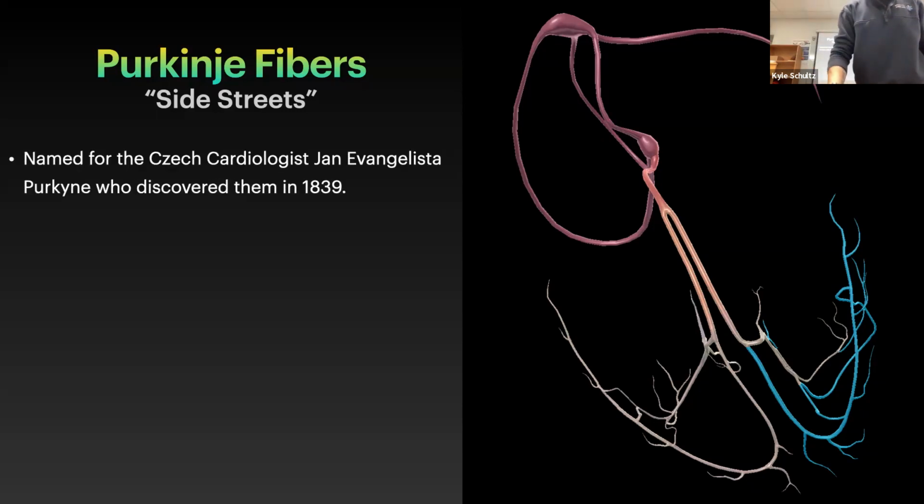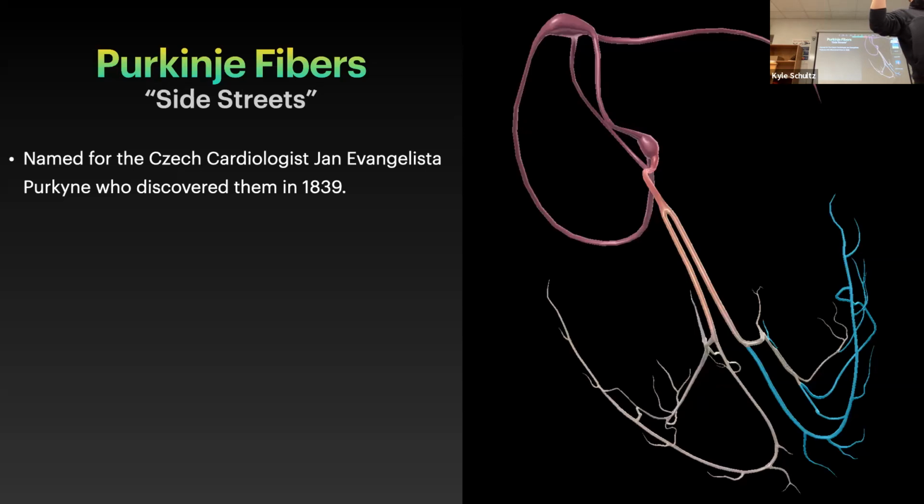Named for a Czech cardiologist, Jan Evangelista Purkinje, who discovered them in 1839, which is kind of crazy to think about. Purkinje fibers, and as with pretty much all the electrical system, it's not like a nerve where you can just dissect the whole electrical system out of the heart. If I cut open the heart, I can't be like, oh, there's the SA node, there's the AV node, or, here's this little string that I'm holding in my hand that's a right bundle or a Purkinje fiber.